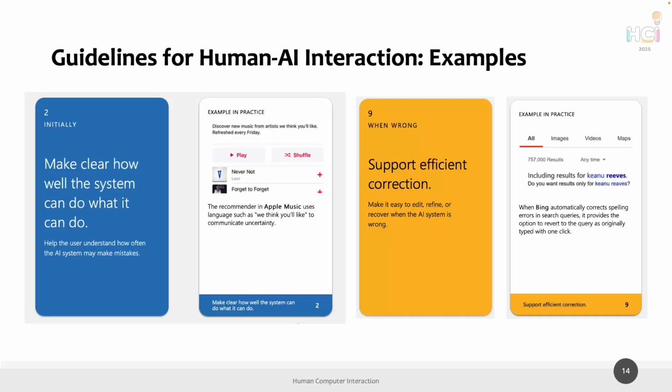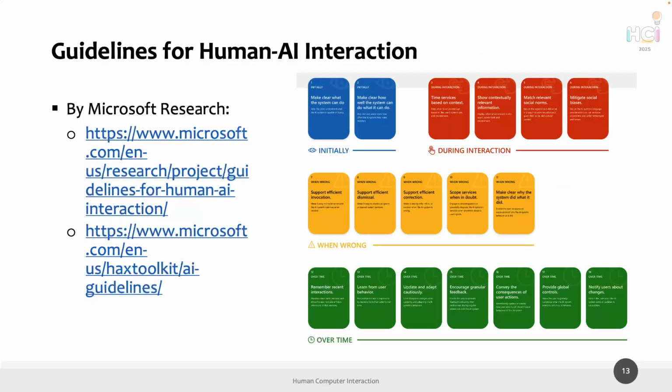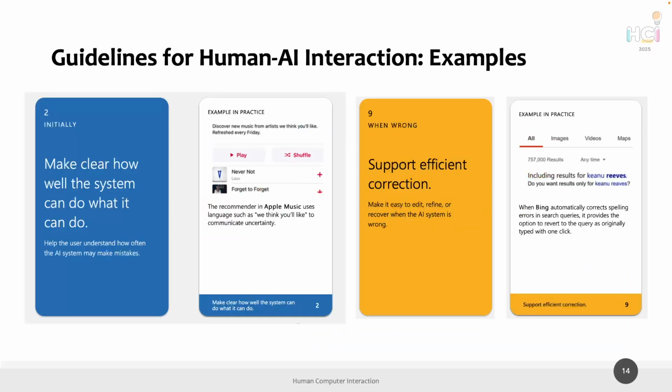Another example, in this case when something goes wrong, a guideline is: support efficient correction. This is something that we have already seen in our principles. Make it easy to edit, refine, or recover when the AI system is wrong. Again, there is an example, and in this case, it's the autocorrection in browsers. And so forth. You can explore these guidelines freely on these websites.